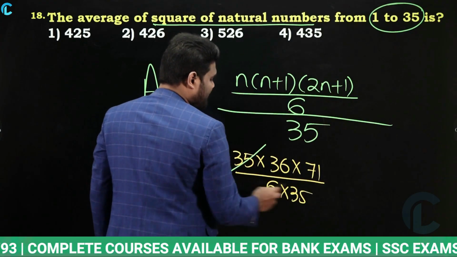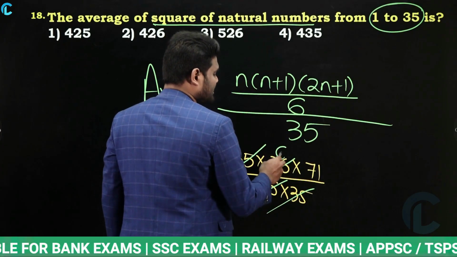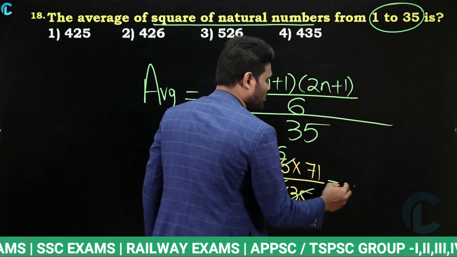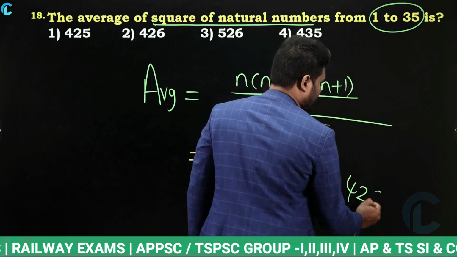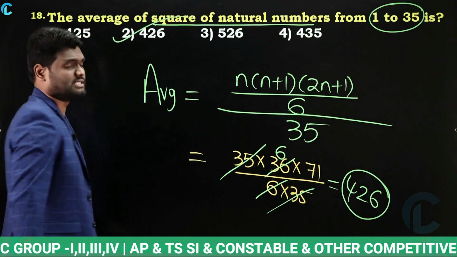Now cancel this. When you cancel this, 35 gets cancelled. 36 divided by 6, how many times? 6 times. Now 6 into 71 is nothing but 426. So we can say that the answer for this question is 426.